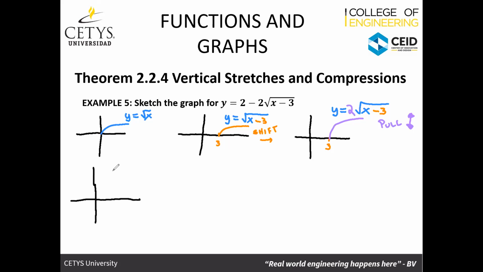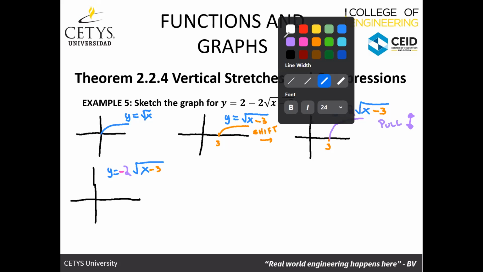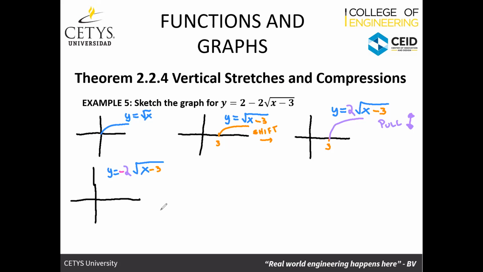Now we've got y equals square root of x minus 3. And now I'm multiplying by a minus. What is that multiplication by a minus going to do to the last graph I had, the purple one? What did the minus do? It's the flip. And it's a flip in which axis? X. It's a flip on the horizontal axis.